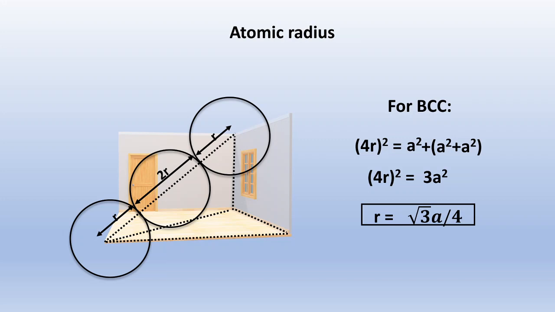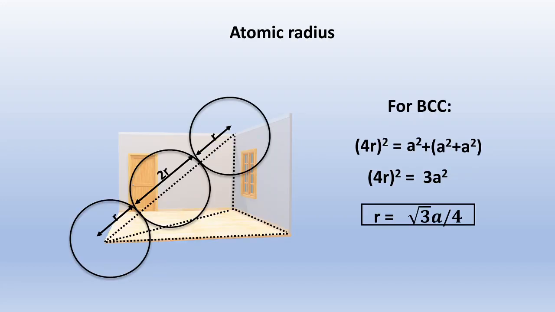So we have seen that in SCC the radius is A by 2, in FCC the radius is root 2A by 4, and in BCC the radius comes out to be root 3A by 4. So that was all for this lecture. We learned some basic things about a cube, and then we learned how many types of cubic crystal there are, which was 3: simple cubic crystal, face centered cubic crystal, and body centered cubic crystal. And then we learned how many atoms are present in a single unit cell for each type.